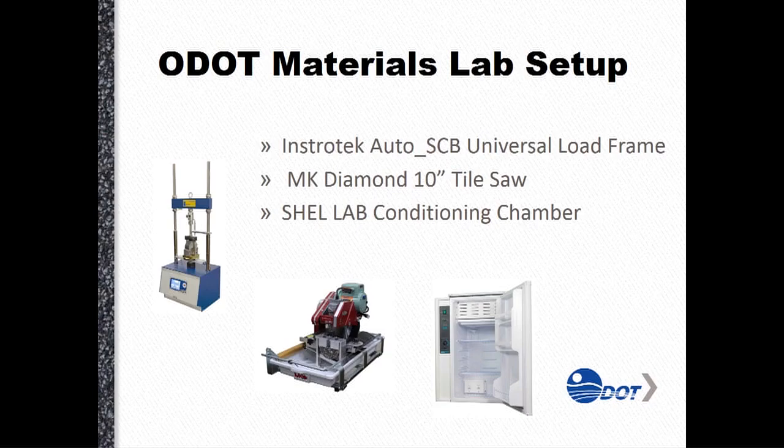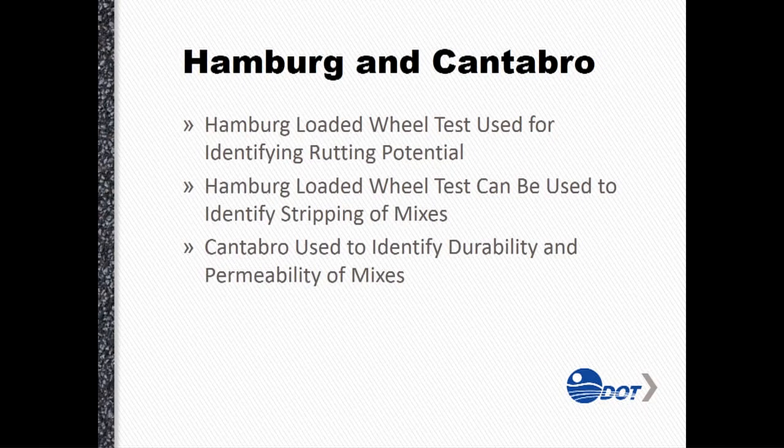Right now we have a load frame, a saw, and an environmental chamber for the IDEAL and the I-FIT. Hamburg and Cantabro. Hamburg loaded wheel tester. We'll show you a picture of it in just a minute. We're doing this now and have been doing it for several years. It's a rut depth. We bring a machine in, we make specimens, we put them in an environmentally controlled water bath, and then we run passes on a 158-pound loaded wheel, up to 20,000 times. We're looking for a rut no greater than 12.5. We'd like to see less than about 8.